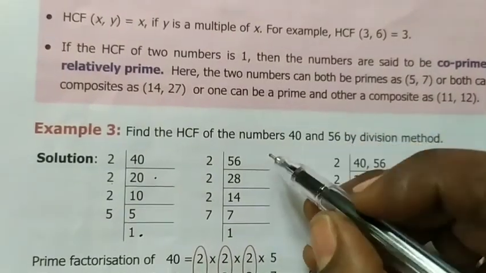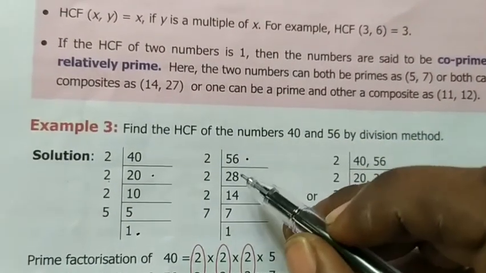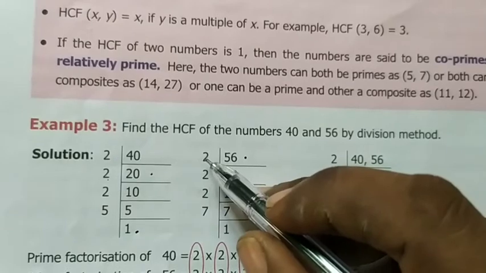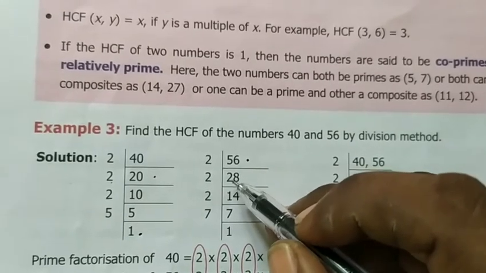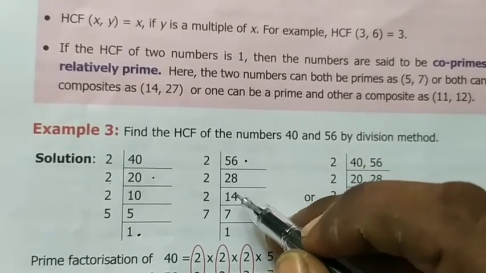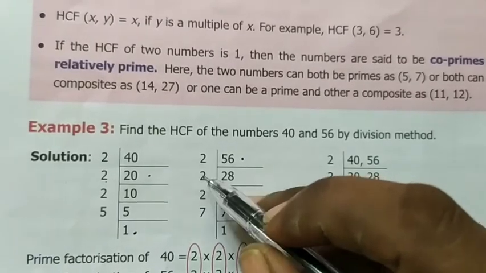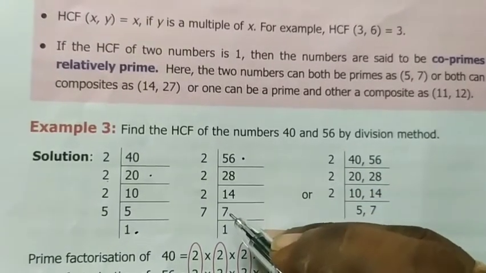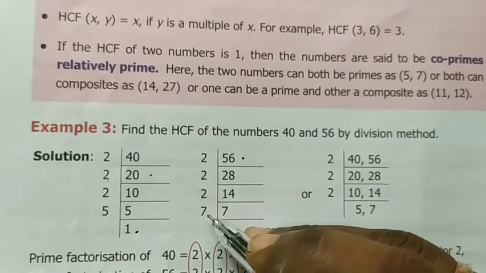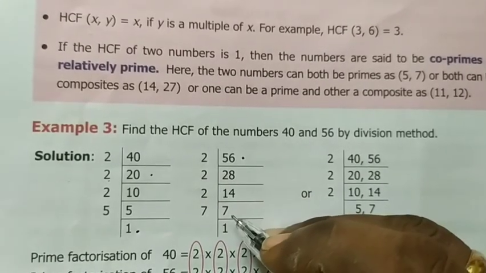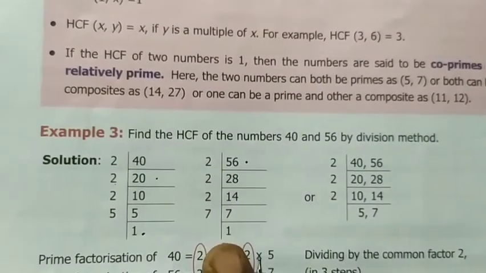Go to the next number, 56. 56 comes in the two table, 28 2s are 56. Again 28 comes in the two table, 14 2s are 28. Again 7 2s are 14. 7 comes in the seven table, so 1 7 is 7. So this is one method.